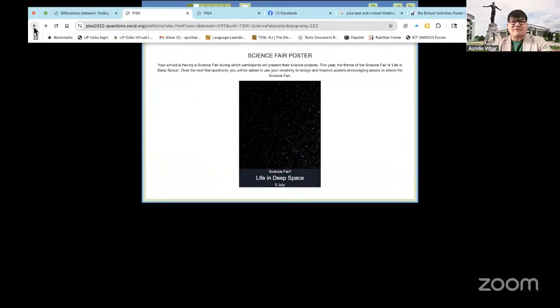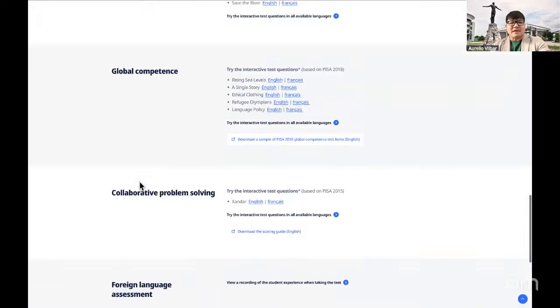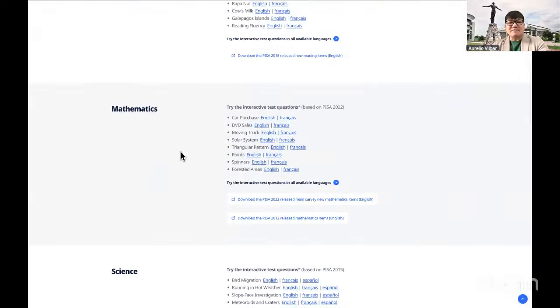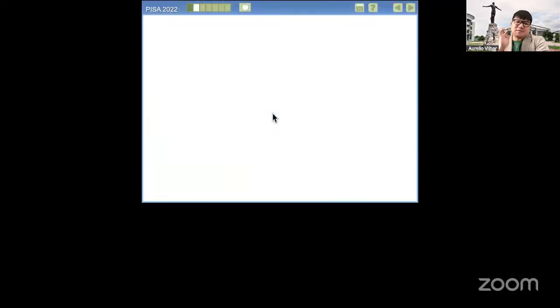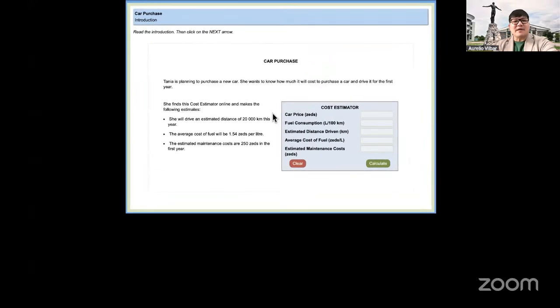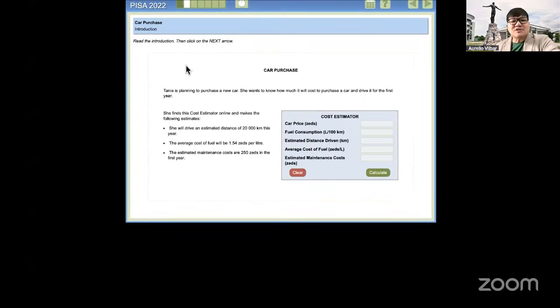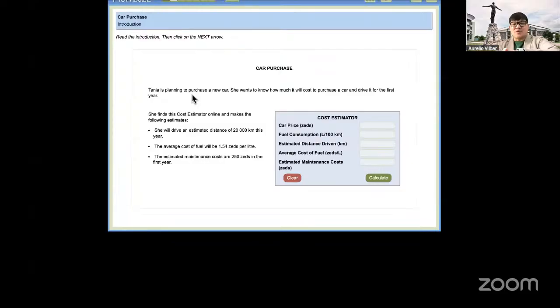Sige, so after the science poster, punta tayo sa math. Okay, math tayo. Sa math naman ay bibili ng kotse. Okay, car purchase. On the board, everybody. Read the introduction and click on the next arrow. Tanya is planning to purchase a new car. She wants to know how much will it cost to purchase a car and drive it first year.